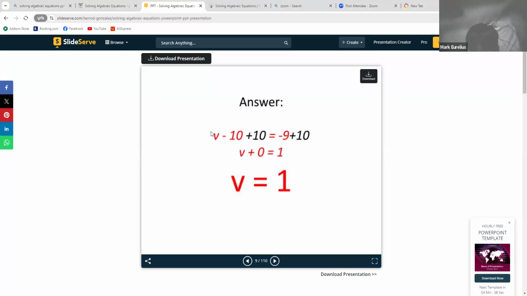This is how we do it. V minus 10 plus 10 is equal to negative 9 plus 10, which equals 1. Take note, we are talking about integers. By adding integers of two different signs, we get the sign of the bigger number. 10 is bigger than 9, and instead of adding, we subtract. So therefore, the answer is 1. Very good, Noel and Nicholas.